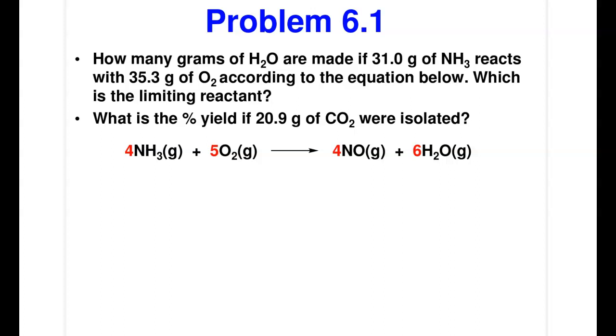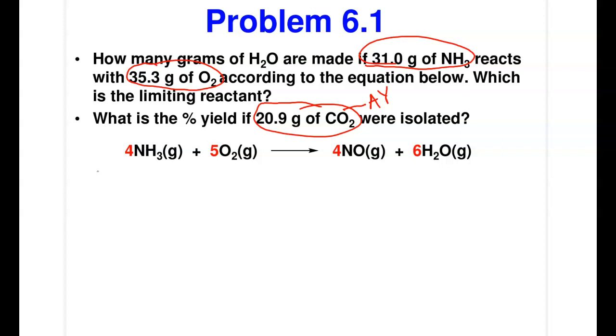It says, how many grams of water are made if 31 grams of ammonia react with 35.3 grams of oxygen according to the equation below? Which is the limiting reactant? And it also says on the second part, what is the percentage yield if 20.9 grams of water was isolated? Remember, this is our actual yield. So we're going to start immediately.